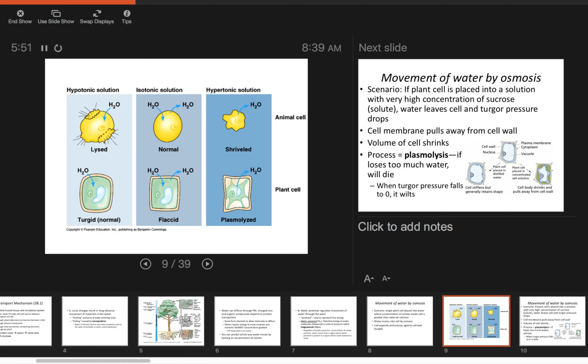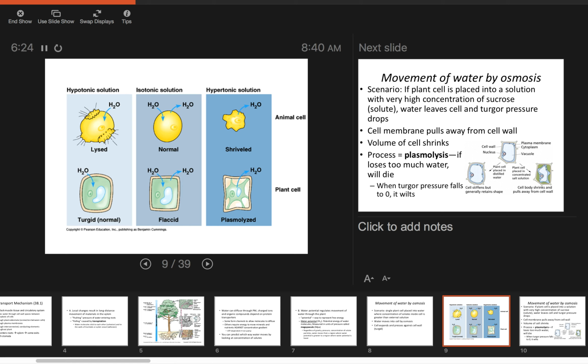So if we look at water concentration and solutes, I have high H2O, and it's moving out, so that means there's low H2O. If we look at the solute concentration, that means the solute concentration is low inside the cell, and then outside the cell it's high, because there's a higher concentration of solute versus water.